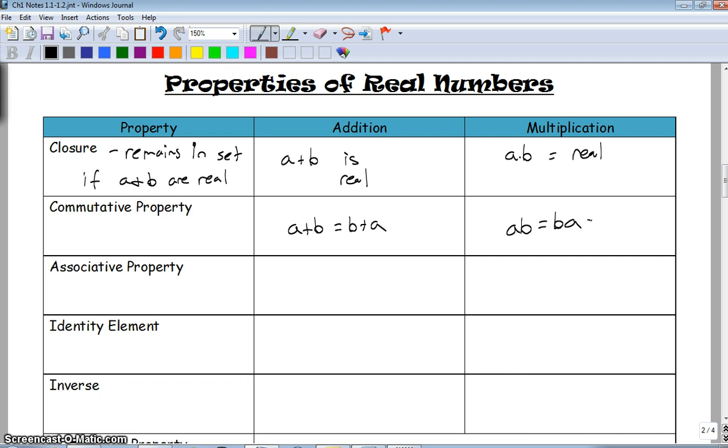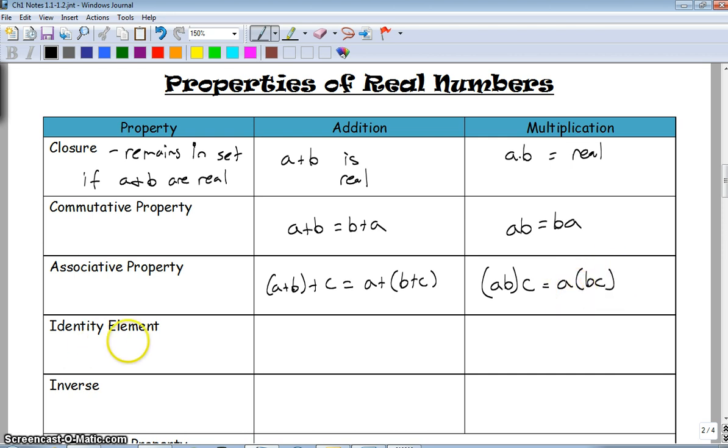Alright, associative. Associative is where we have three elements with grouping. So that's just saying that if I add A plus B first and then C, that is the same thing as A plus B plus C. Okay, and then you can do the same thing with multiplication. If I multiply A times B times C, it's the same thing as if I multiplied B and C first and then times A.